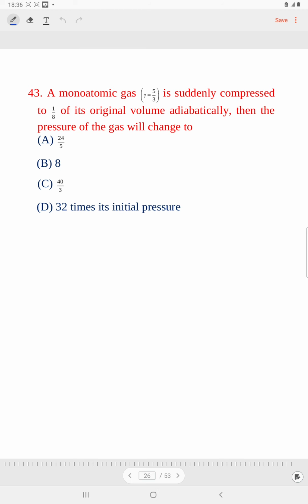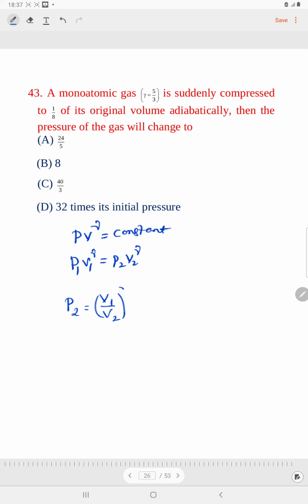its original volume adiabatically, then the pressure of the gas will change to. Students, we have an expression for an adiabatic gas in case of pressure and volume, that is PV power gamma equals a constant. Then I can write P1 V1 power gamma is equal to P2 V2 power gamma. Okay, I need to find out the final pressure. Then I can write P2 is equal to V1 divided by V2, whole power gamma, multiplied by P1.